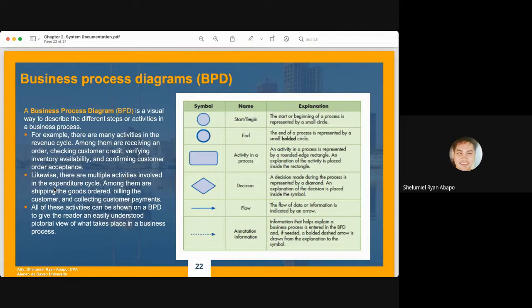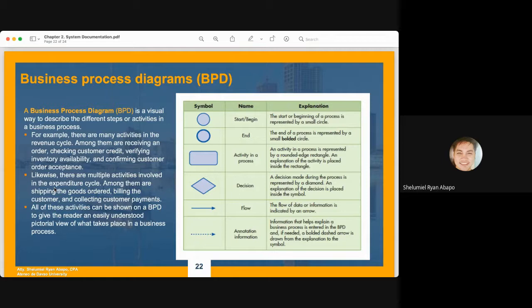These different components of the different cycles may be shown in a business process diagram to show you the step-by-step process of this particular cycle. And notwithstanding the fact that you already showed this particular cycle through the flow of documents in, for example, your document flow diagram.